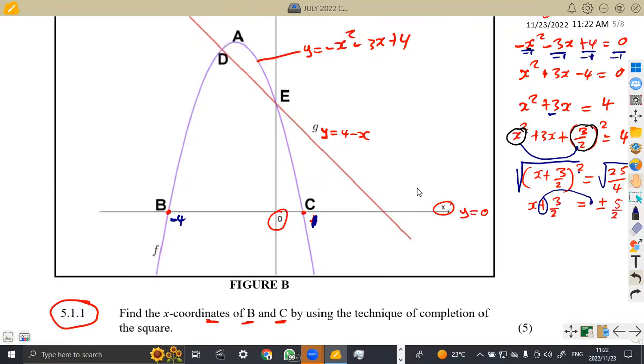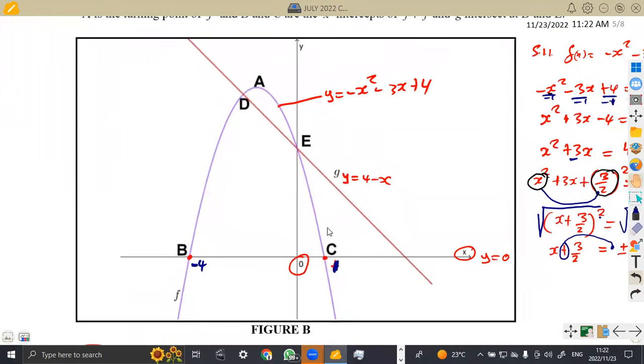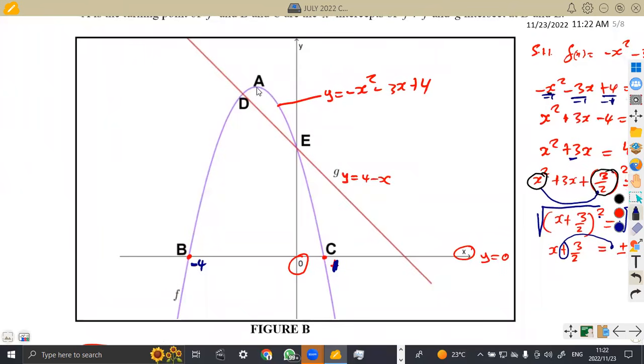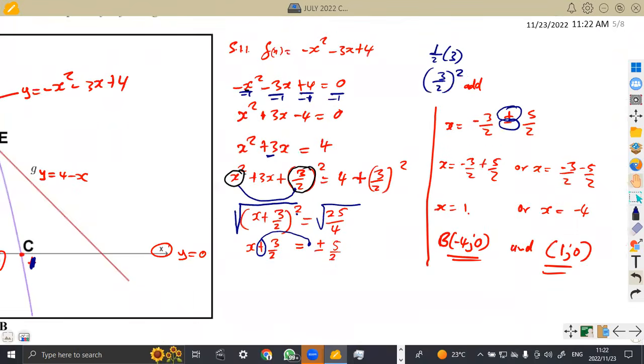Okay, let's see the other part, 5.12. We are given to find the coordinates of A, the turning point of F. So to find the turning point, there are so many ways that we can use. You can use the derivative. You can also use x is equivalent to minus b over 2a, because what we need is the turning point of A there. So let's see, that's 5.12. Just going to have it here.